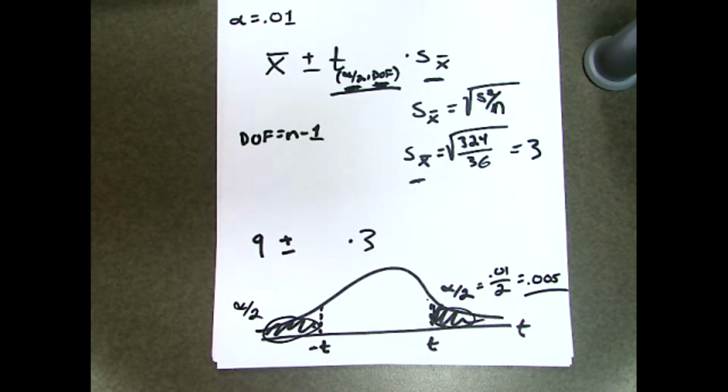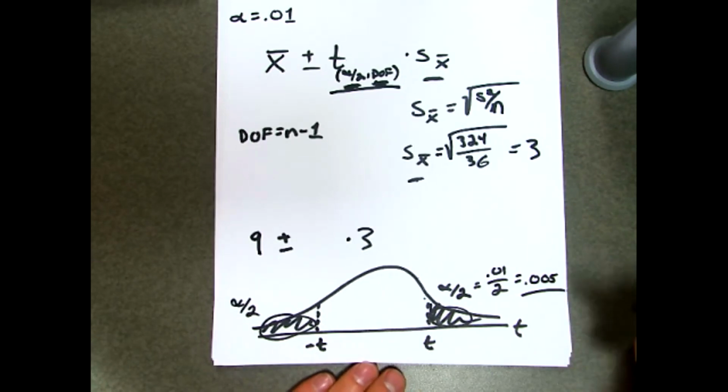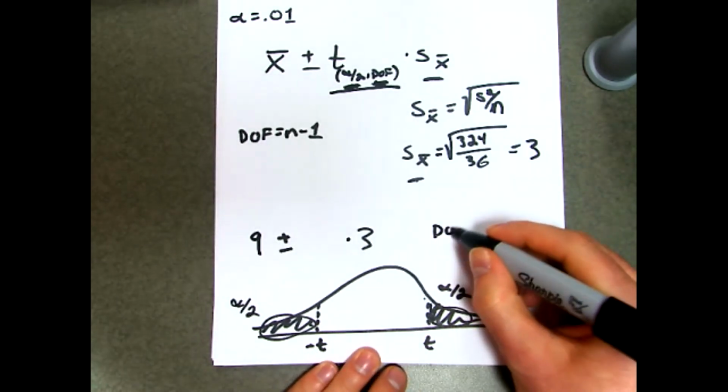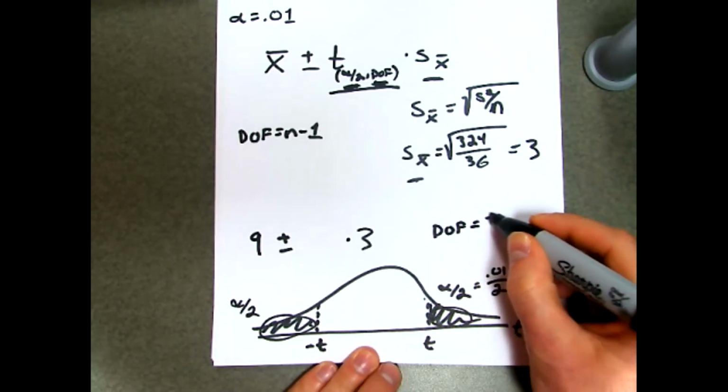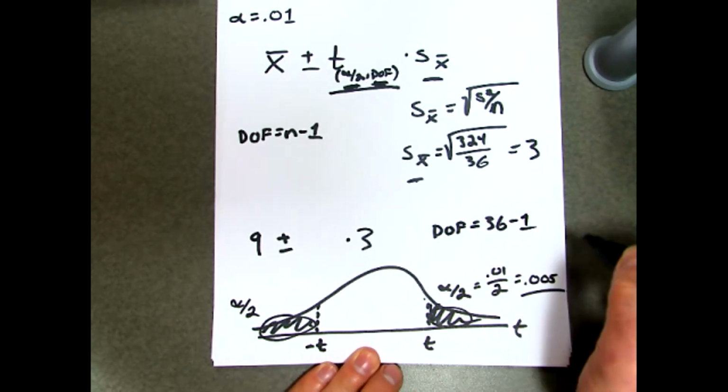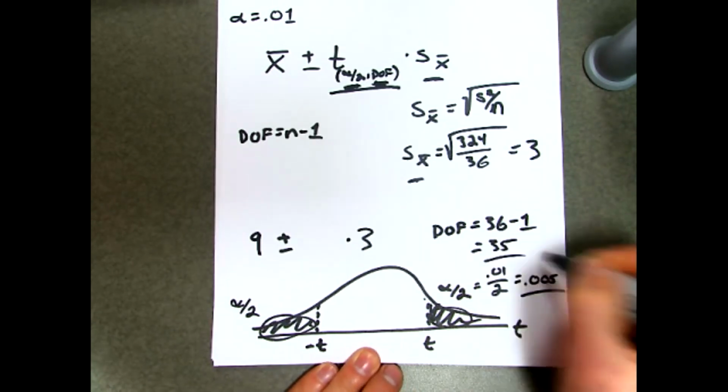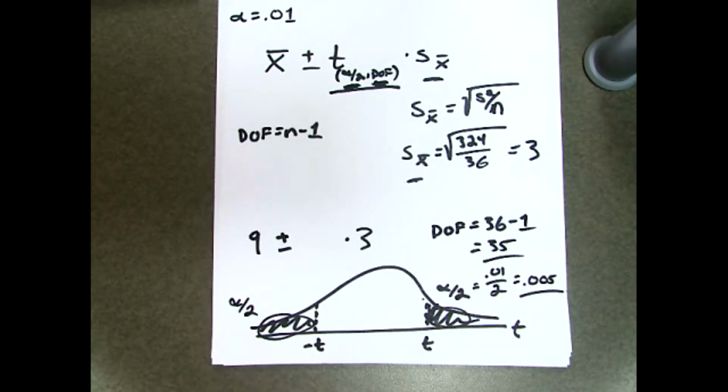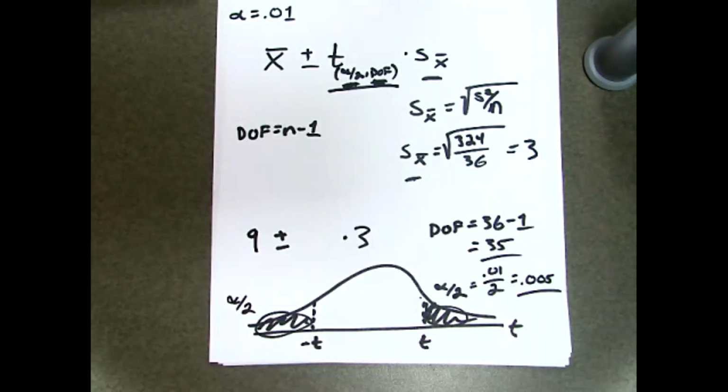The other thing I need when I'm dealing with a student t distribution is, which one am I using? What's my degrees of freedom? Well, here, my sample size was 36 minus 1, so my degrees of freedom is 35. So now when I go to the table to look up this number of standard deviations away, or the t-value that I want, I not only need the area on each side of the interval, alpha over 2, I also need my degrees of freedom. So I've got 35 as my degrees of freedom, and 0.005 is that area I want in the tail.